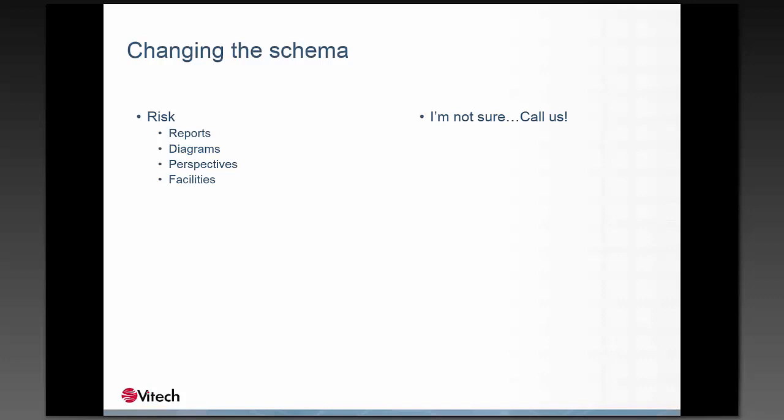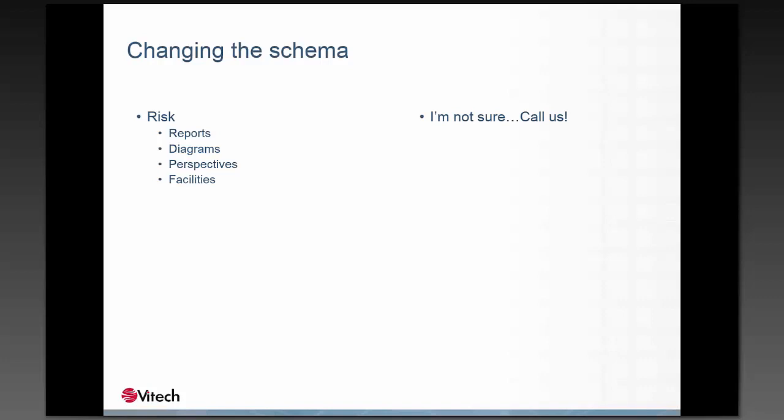Let's first talk about the risk involved when you change the schema. Risk enters the situation because we've built many areas of the program based upon our schema. This includes reports, diagrams, perspectives, and facilities. Reports are my biggest concern. Many of our customers love that we provide so many reports that are easy to output. They reference the classes in our schema. If you change the schema, you might break one of those reports.